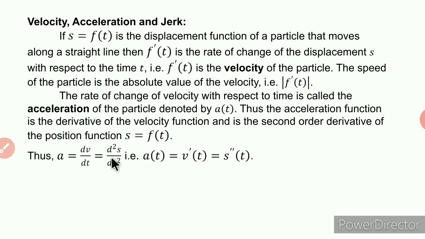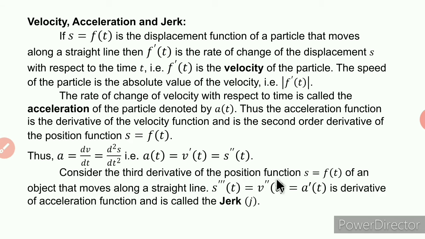Thus here a is dv by dt, it is equal to d square s by dt square, that is a of t is equal to v dash of t, and it is equal to s double dash of t. Now see about the jerk. Consider the third derivative of position function s is equal to f of t of an object that moves along a straight line. If we take the third order derivative, it is s triple dash of t. S triple dash of t means f double dash of t, and f double dash of t means a dash of t, the derivative of acceleration. Derivative of acceleration is velocity. Again derivative of velocity is the jerk.